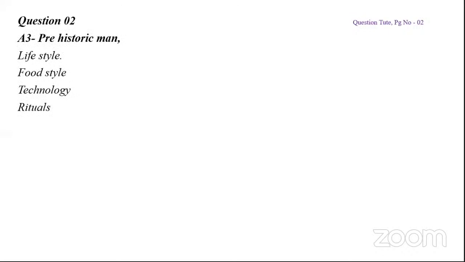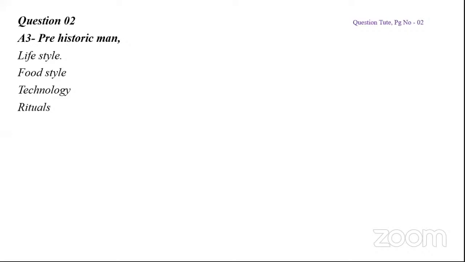If we can answer all these questions, we are able to write answers for the question paper, because they don't select any other question, they just select one from the list. So there is a list of questions. Now see, this question is a possible question. From the prehistoric man, Stone Age man, they can give a question. So what is the question? Explain lifestyle, food style, technology, and rituals of Stone Age man. So that is a possible question.